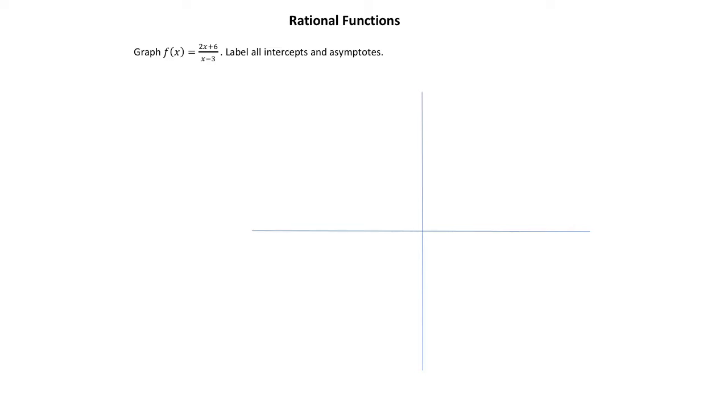Let's graph the rational function f of x is equal to 2x plus 6 over x minus 3 by finding all the intercepts and asymptotes. If you graph this into Desmos or your graphing calculator, you'll see that around x equals 3 there's a vertical asymptote, which I'll just abbreviate VA.